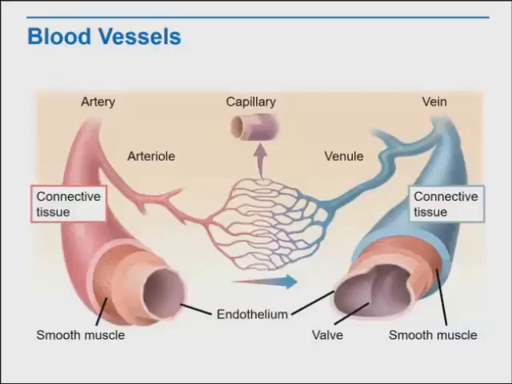How are the structures of veins and arteries similar? Veins and arteries have an inner layer of endothelium, a middle layer of smooth muscle, and an outer layer of connective tissue. How do the functions of arteries and veins differ? Most arteries carry oxygen-rich blood from the heart to the tissues of the body. Most veins carry oxygen-poor blood from the body back to the heart.